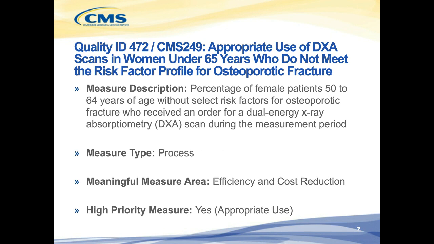This measure assesses the percentage of female patients 50 to 64 years of age without select risk factors for osteoporotic fracture who received an order for a DXA scan during the measurement period. I'll cover the risk factors in more detail later in the presentation. This is a high-priority process measure that addresses efficiency, cost reduction, and appropriate use.